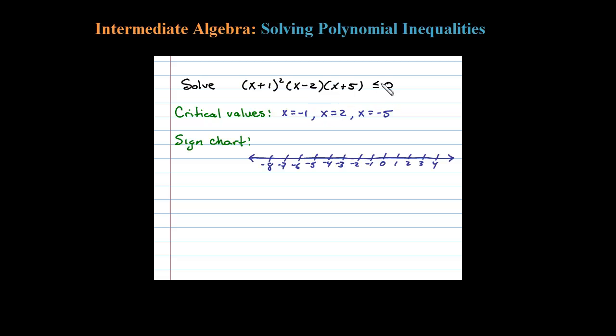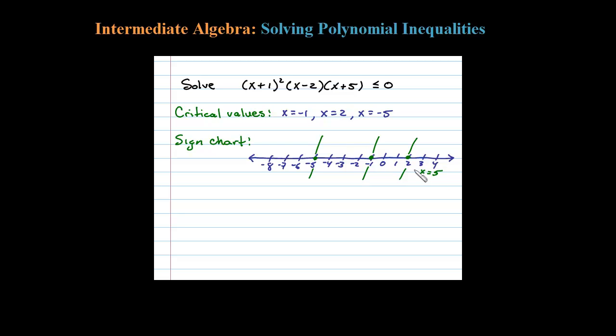Okay, so notice we had an inclusive inequality. We have the equal there, so that tells me I'm going to use a closed dot. I'm going to use a closed dot at -1, 2, and -5 because we're going to include those in the solution set. Now let's test each of these intervals to see if the result is positive or negative.